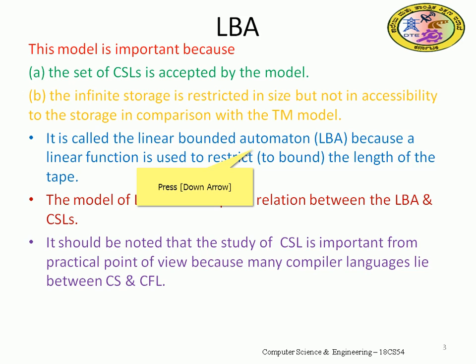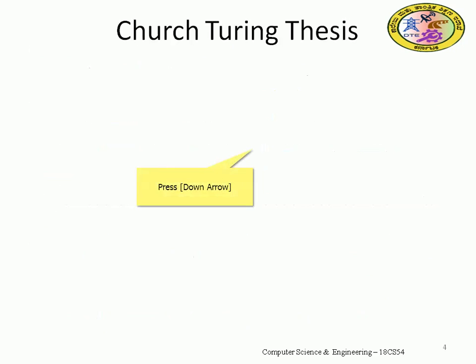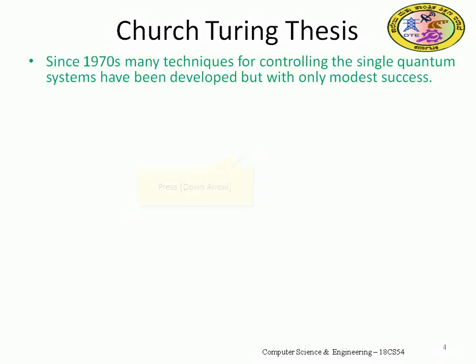Most of the compiler languages are sharing the context-sensitive and context-free languages. The linear bounded automata is, of course, a non-deterministic Turing machine with a single tape whose length is restricted to a linear function. Having understood this concept, you can see the concept called the Church-Turing thesis.